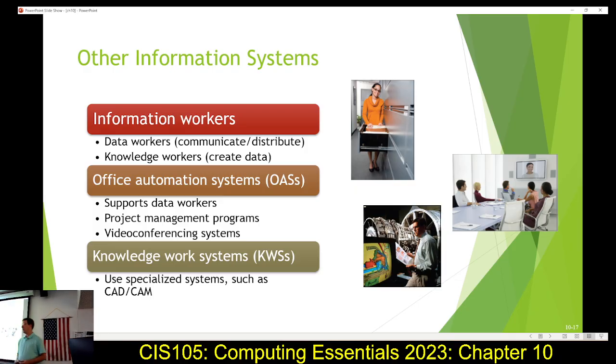So yes, you can argue that too. But keep in mind, now we have plenty of office automation systems that are out there, and those support the data workers that have to communicate and distribute all this information. And keep in mind too that there are project management programs, which are used to manage projects an organization has, and there are video conferencing systems, which almost all of us use now. That's all of you too.